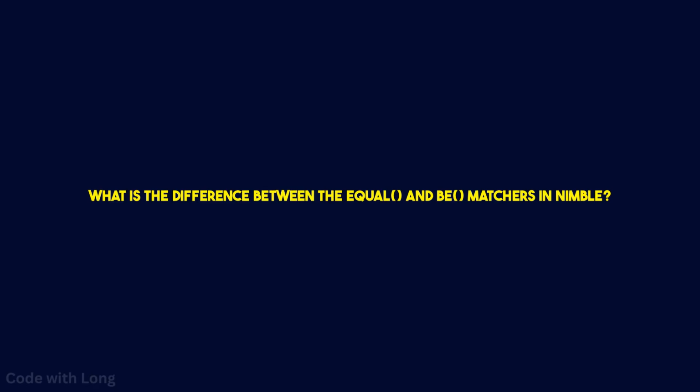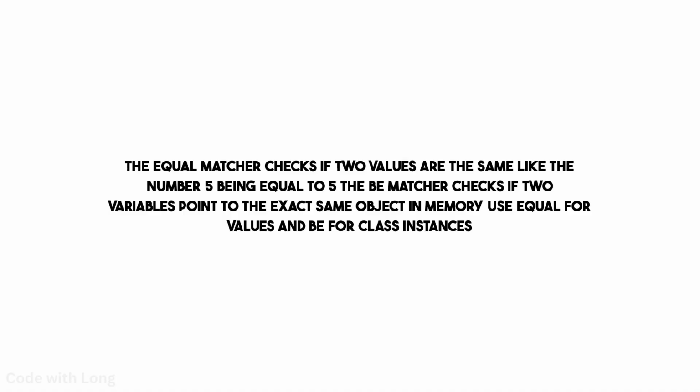What is the difference between the equal and beIdenticalTo matchers in Nimble? The equal matcher checks if two values are the same, like the number 5 being equal to 5. The beIdenticalTo matcher checks if two variables point to the exact same object in memory. Use equal for values and beIdenticalTo for class instances.